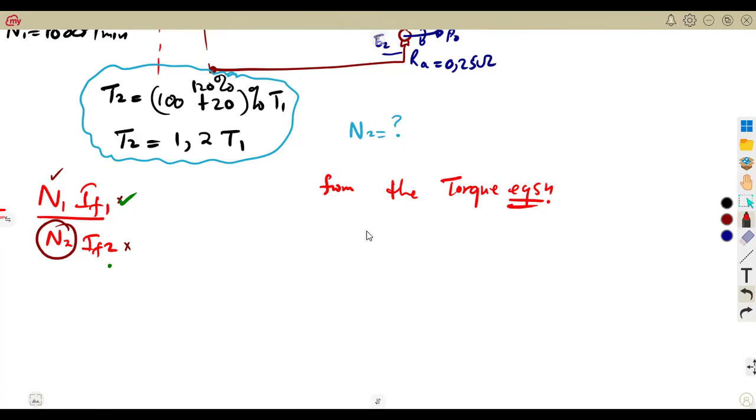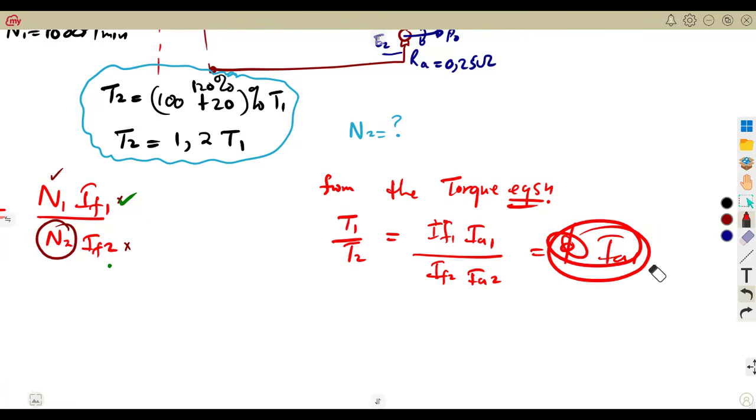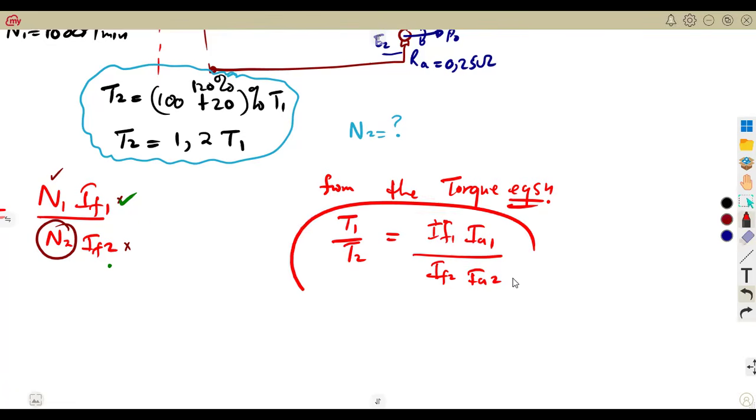Remember I said from the torque you're going to have T1 over T2. All those calculations, guys: T1 over T2 is equal to IF1 times armature current 1 over IF2 times armature current 2. It can be given in terms of the flux, remember, this is the same as the flux. But we do not have the flux, so this we're not going to consider. We're just going to consider the part of the field. The relationship there is T1 and T2. T1 cannot be replaced because that is the original condition, so you just write it as T1.